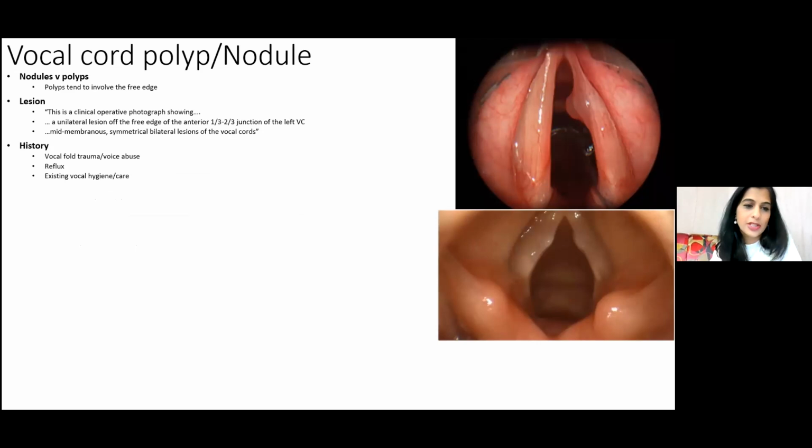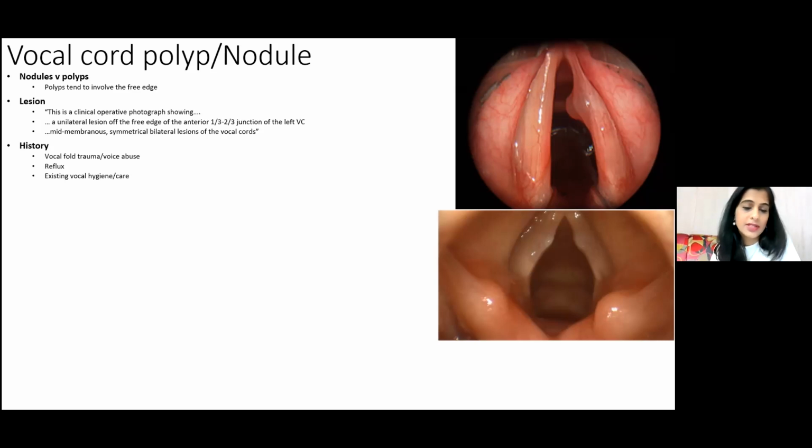For the lower picture, if you can just about see, I hope it's coming up, there are mid-membranous or anterior third membranous symmetrical bilateral lesions of the vocal cords. So the lower picture is more consistent with vocal cord nodules. An important feature that you must include in the history for this is any evidence of vocal cord trauma or voice abuse. Not so much intubation type trauma, more voice use trauma.